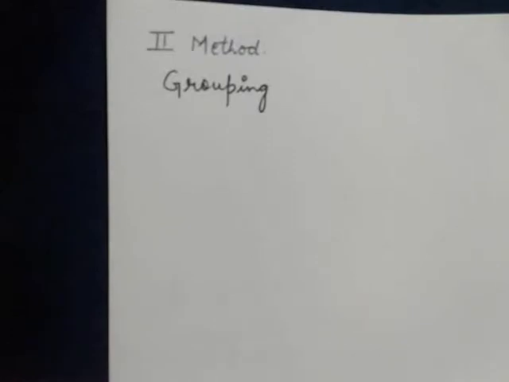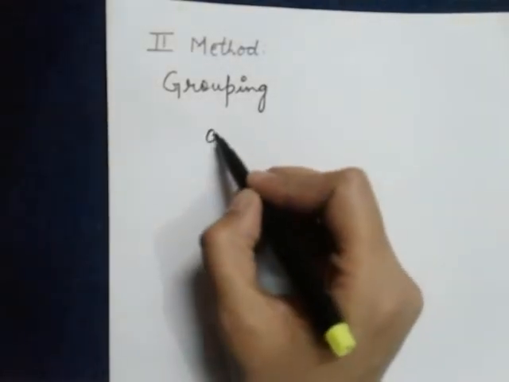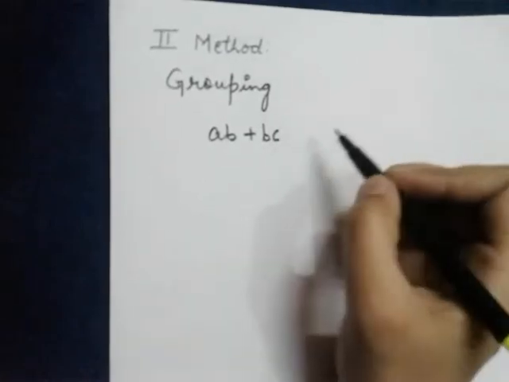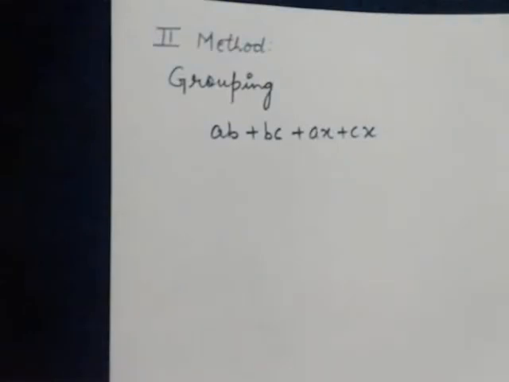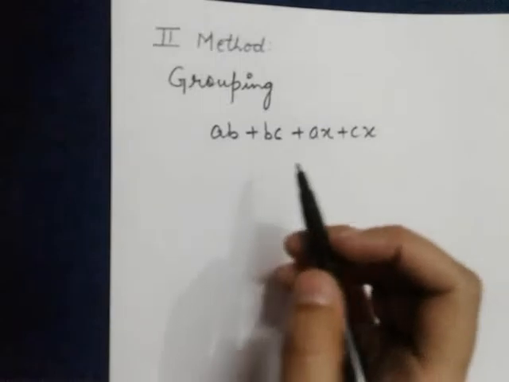The second method of factorization is grouping. If we have an algebraic expression containing an even number of terms, then we can factorize that expression by the grouping method. Let us consider one expression, AB plus BC plus AX plus CX. It contains 4 terms, that is an even number of terms. We do grouping of terms in such a way that we get one common factor.